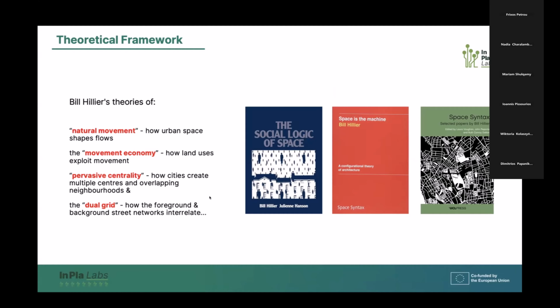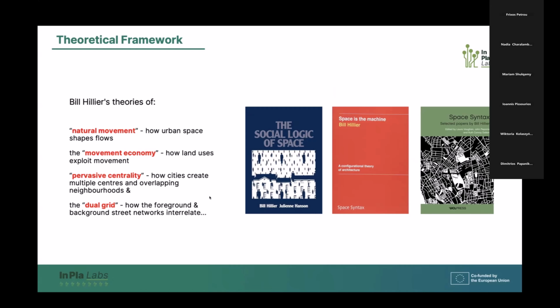So, as we all know, people naturally pass through some spaces more than the others, and this is called the natural movement, which is about how urban space shapes natural flow. Then this leads to the movement economy, which refers to how land users exploit movement and how there are spaces that are more lively than others in the city.